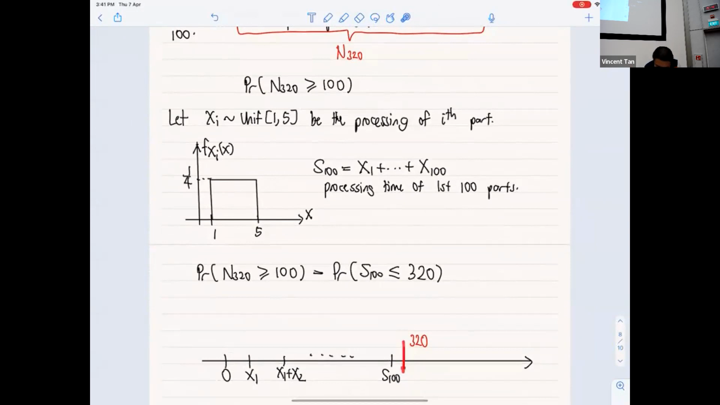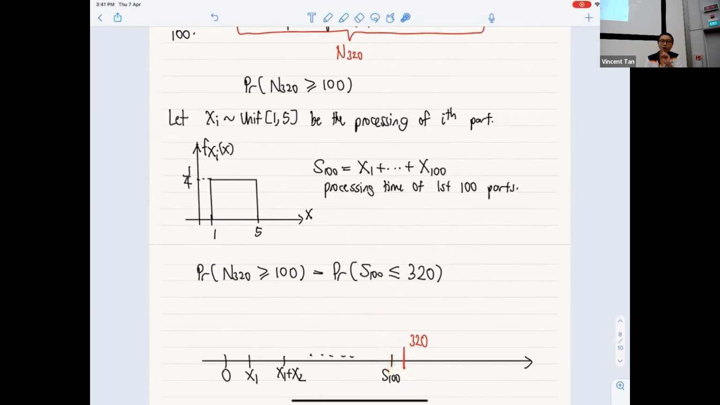If the time 320 seconds is here, before S100, that means we have not serviced 100 parts yet at time 320. We have not serviced 100 parts yet, because the time that we service 100 parts is here to the right.